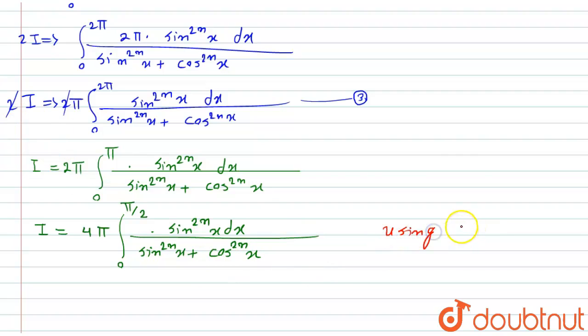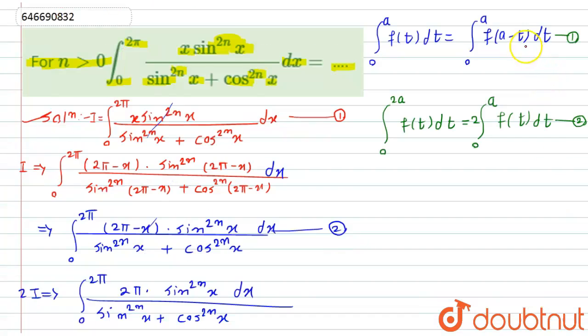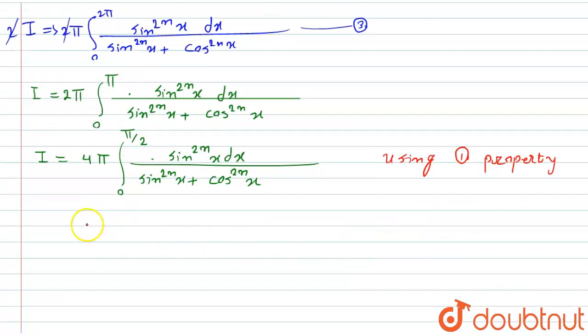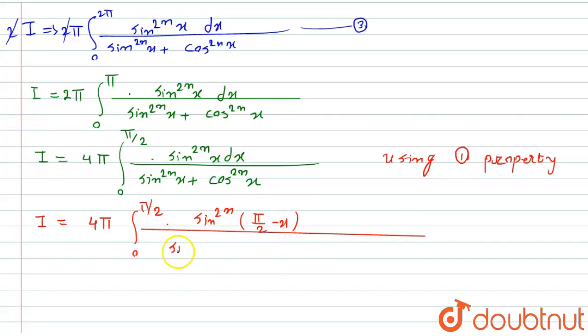So here we say using the first property which we have written above. By using this property, our integration I becomes equal to 4π as a constant, 0 to π/2 as it is, into sin^2(n) where this angle x becomes (π/2 − x), divided by sin^2(n(π/2 − x)) plus cos^2(n(π/2 − x)) dx.